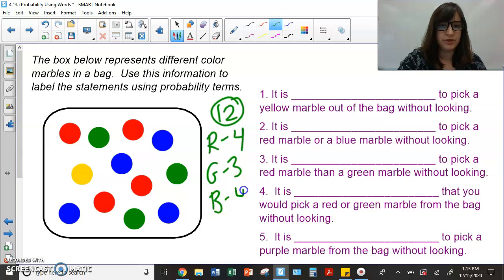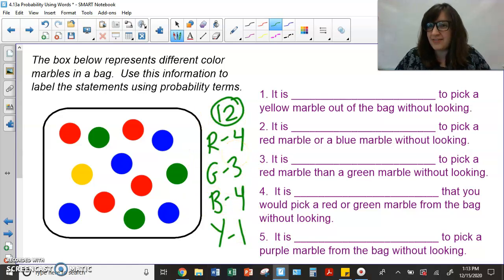I have four blue. And I have one yellow. Okay, so all of that adds up to 12 total. But this is just a way for me to show my work for a probability problem so that I can make sure I've counted correctly, everything lines up, and it's an easier way for me to understand the numbers that I'm looking at.